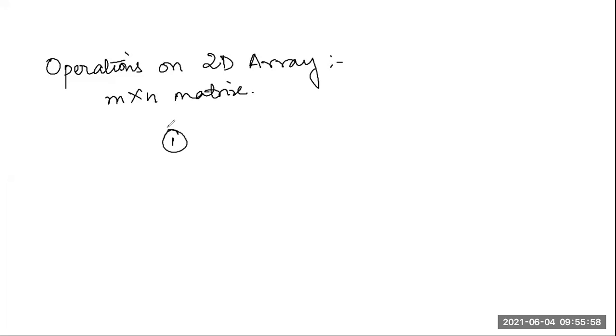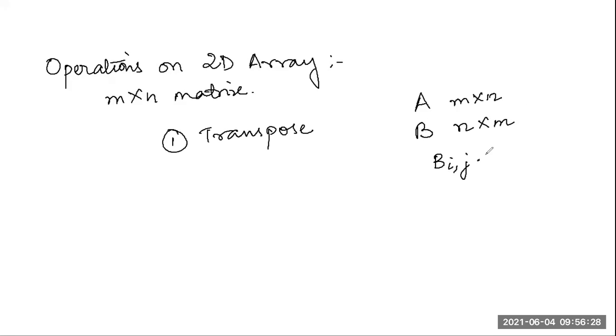The first operation that was allowed is the transpose of a matrix. We just learned that. Suppose there is a matrix A of m into n, and by transpose I will convert it into a matrix B of n into m. This was the concept of transpose of a matrix.